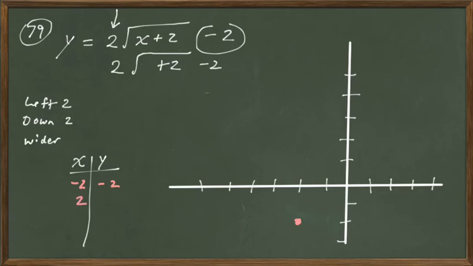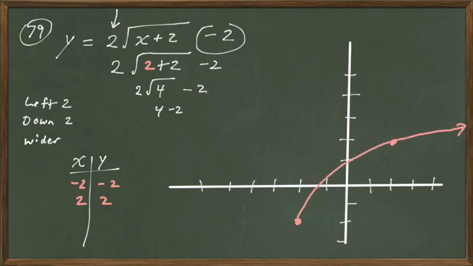Why did I choose +2? Because it gives me a nice square root. Would that be 4 minus 2? Making it 2. So I know it'd be 2, 2. And it's opening, but it's opening much steeper or wider. That's because of this 2 in front of it. But you can always just plug points in if you like.